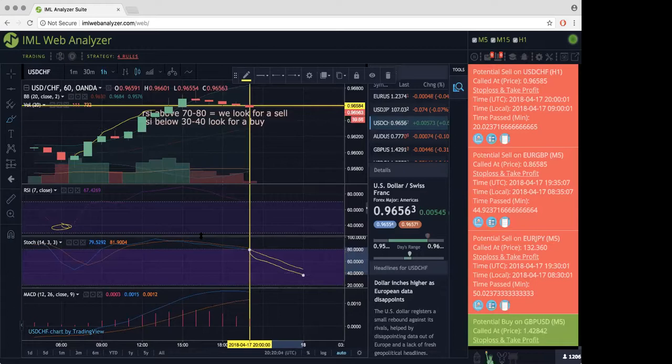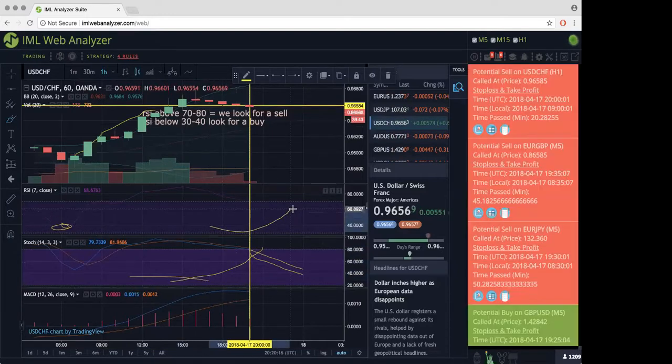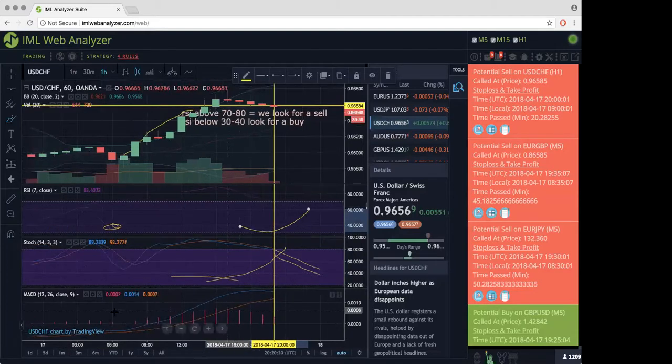Now if this was a buy, if this was the other way around, you're looking at the stochastic to be down here, cross, and then go up. And the RSI, same thing. You'll be looking around down here and it starts to go up. That's for a buy. So them two. And finally, we're looking for the MACD.